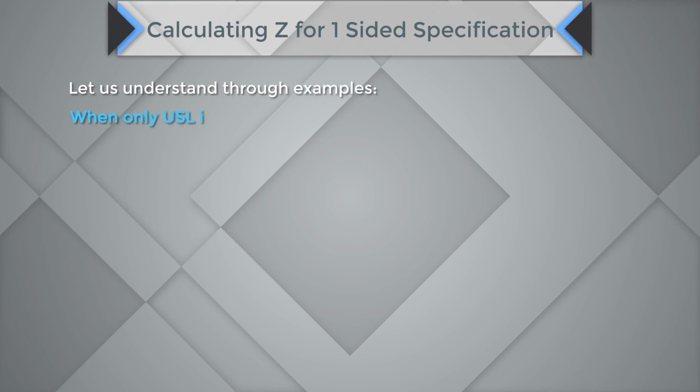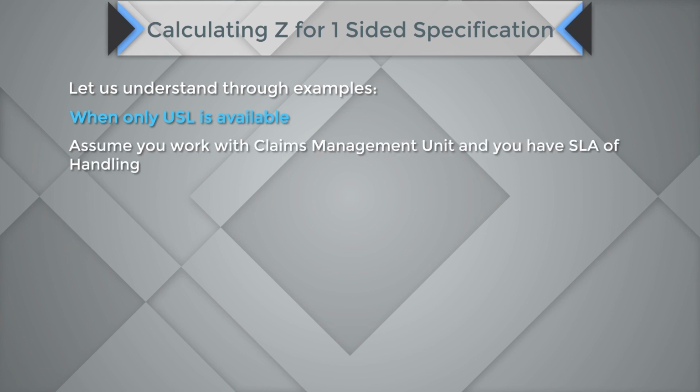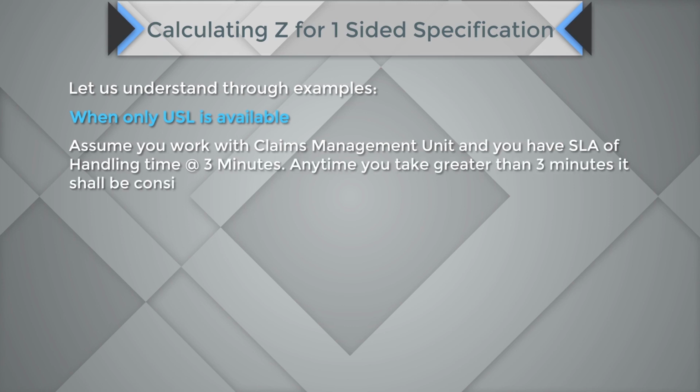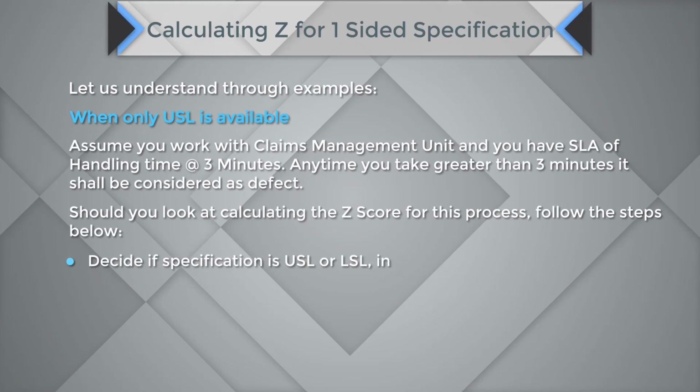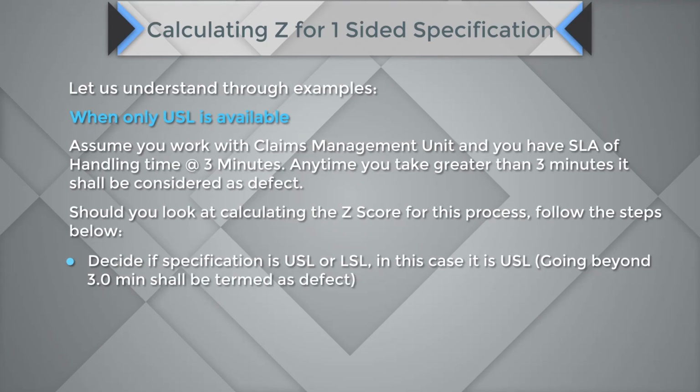When you have only your upper specification limit available, assume you work with a claims management unit and you have an SLA of handling time at 3 minutes. Anytime you take greater than 3 minutes, it shall be considered as a defect. Should you look at calculating the Z score of the process? Follow the steps below. First, decide if this specification is USL or LSL. In this case, going beyond 3 is not acceptable to me. Hence, the 3-minute target given to me is my upper specification limit.